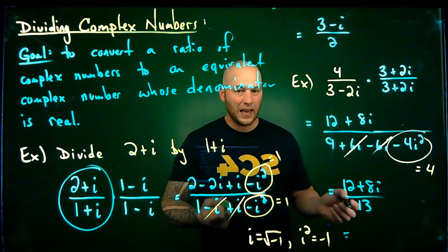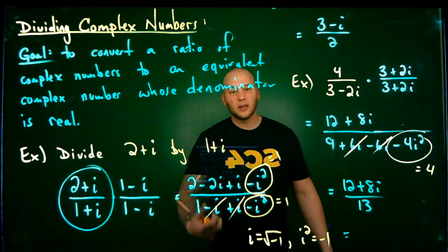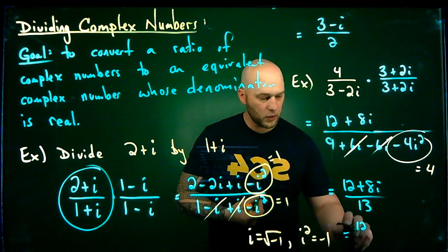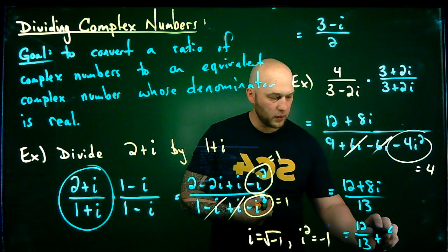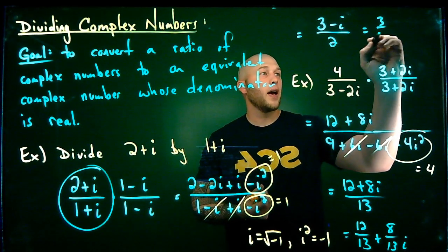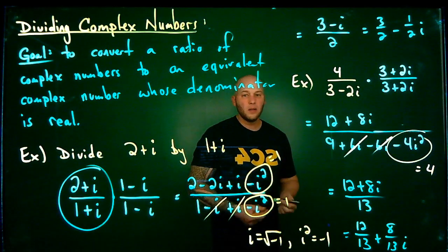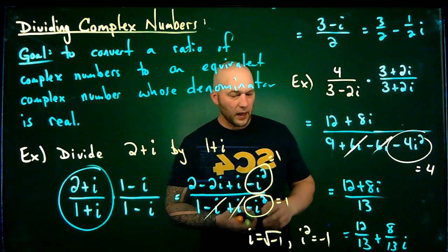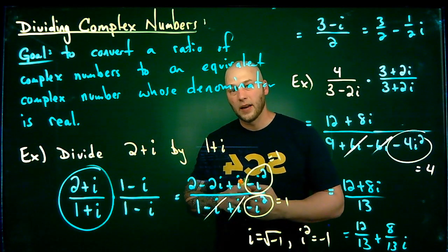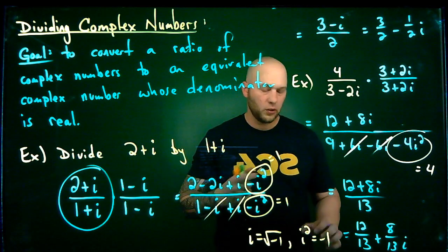Now, depending on the context, sometimes we do like to separate into the real and the imaginary parts. If I wanted to do that here, that'd be 12 thirteenths plus 8 thirteenths i. Just like up here, I could have written 3 halves minus 1 half i. Sometimes it doesn't matter, sometimes it might. But anyway, to divide complex numbers, I just multiply top and bottom by the conjugate of the denominator with the goal of making the denominator of the end result strictly a real number.